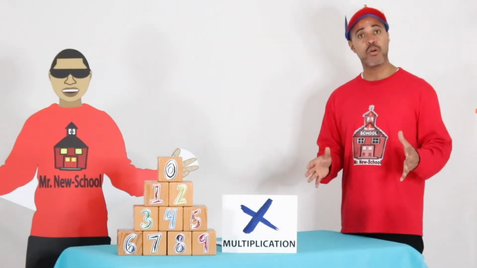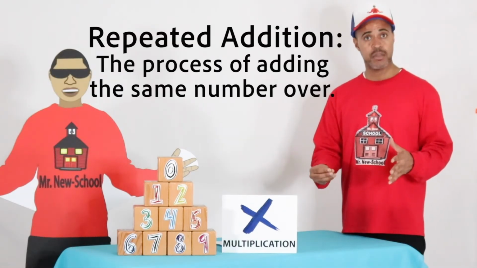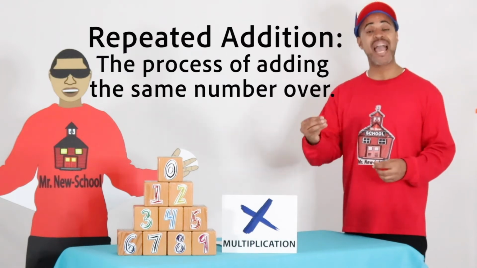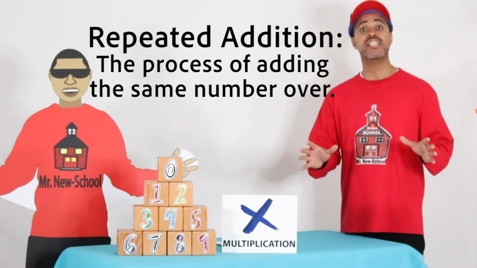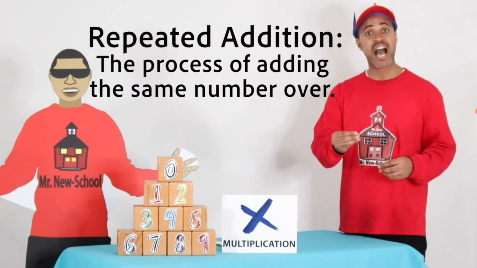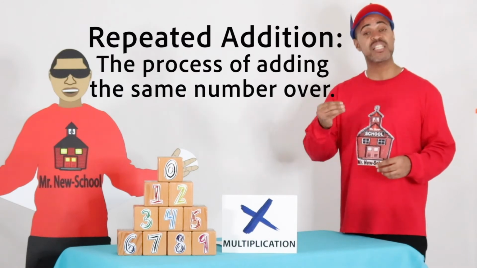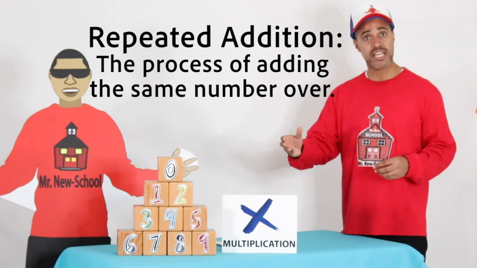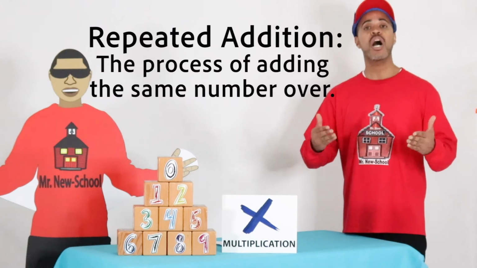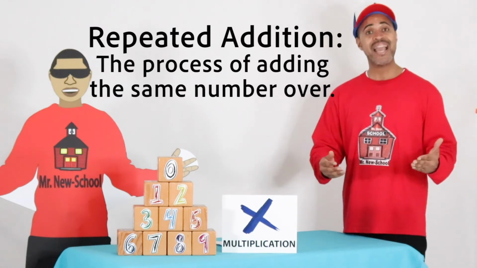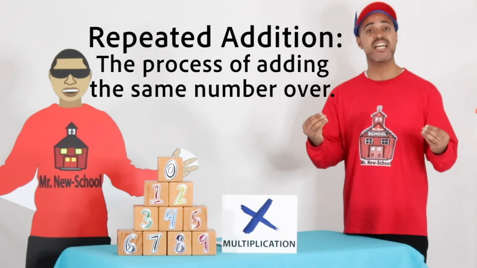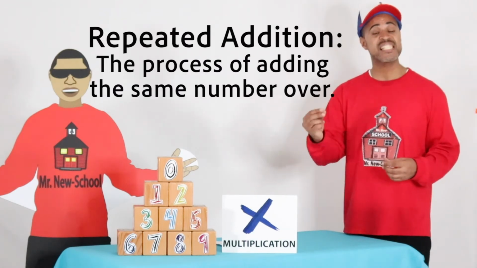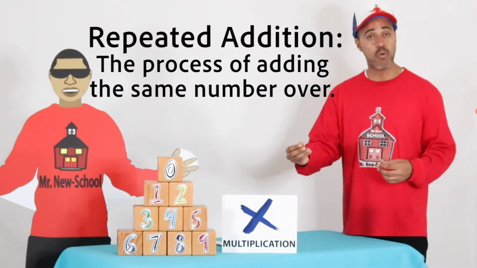The next term will be repeated addition. Repeated addition is when you add the same number over and over again. For example, if I said 5 plus 5 plus 5 equals 15, that would be an example of repeated addition. I added the number 5 3 times. Repeated addition. Adding the same number over and over again. 1 times 6 is 6.